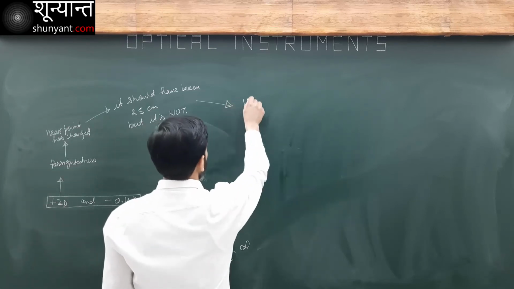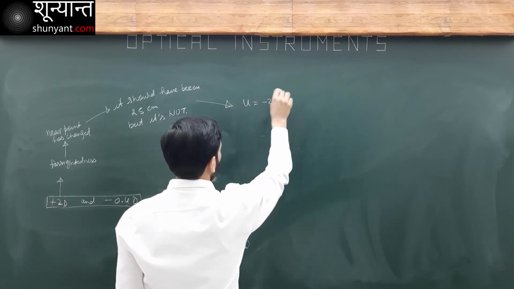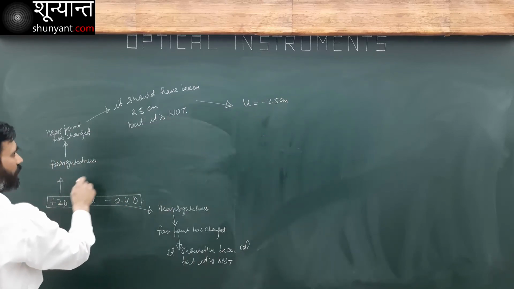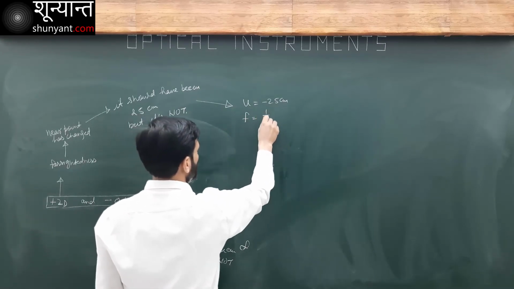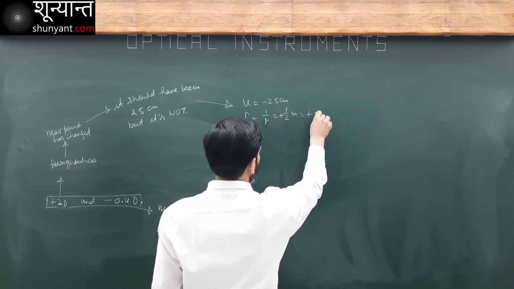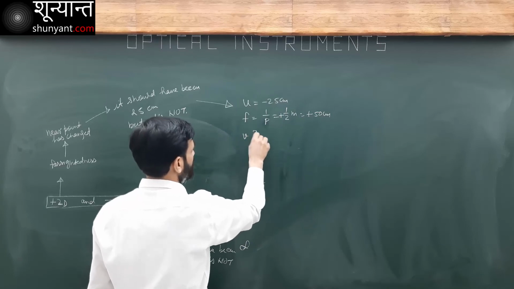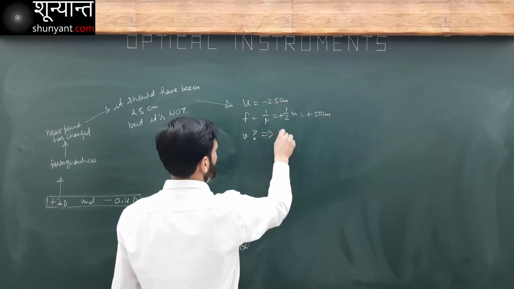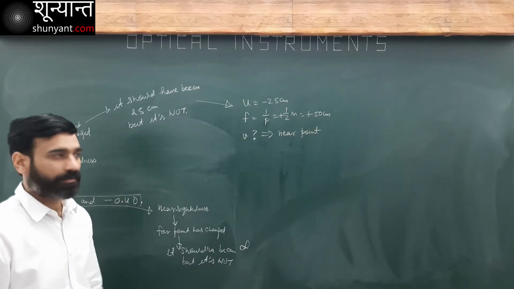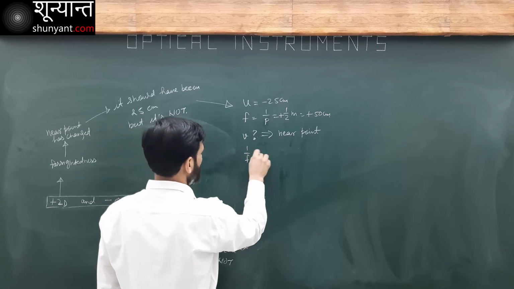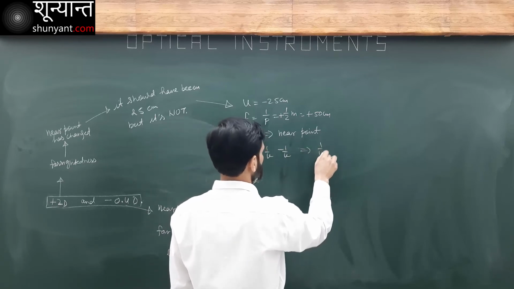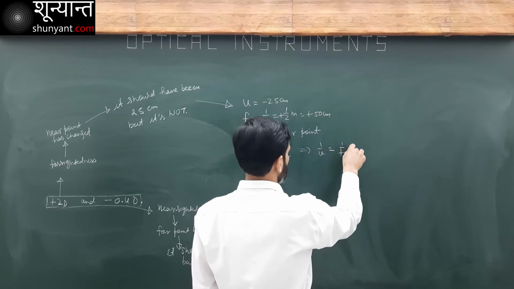So here u is minus 25 centimeter. What will be the power? What is focus? Focal length is 1 over P. So 1 over 2 is plus 1 over 2 meter, which is plus 50 centimeter. I want to find v. This will be my near point. So let's find it. 1 over f is 1 over v minus 1 over u. So 1 over v is 1 over f plus 1 over u.